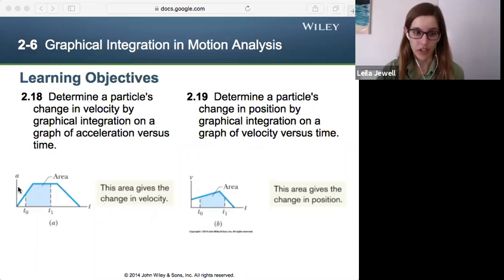That if you have a graph of acceleration versus time, then if you take the area under the curve over some time interval, that will give you the change in velocity. Pretty cool. Similarly, if you have a graph of velocity on the vertical scale versus time on the horizontal, then the area under the curve will give you the change in position. All right, let's take a closer look at what's going on here.